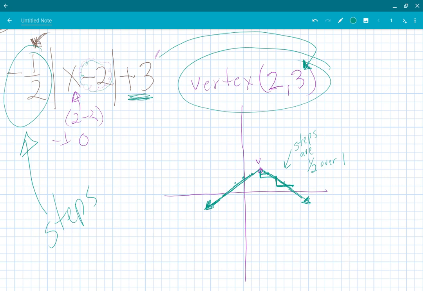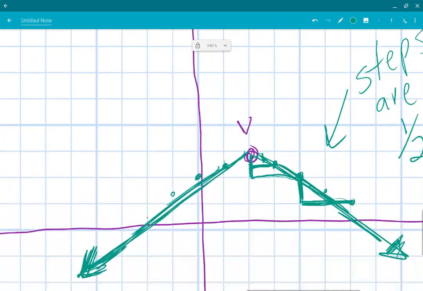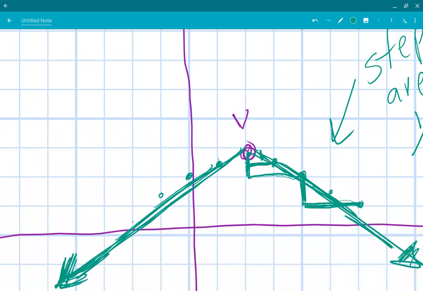I'm confused on the part where you're writing steps are half over. Oh, got it. So the original steps are up 1 over 1, up 1 over 1. You see my little graph here? Yeah. That's a normal absolute value, right? But this one says instead of 1, we're going to go down to half. So instead of 1, we're going to go down half. Let me erase some of this. Watch this.